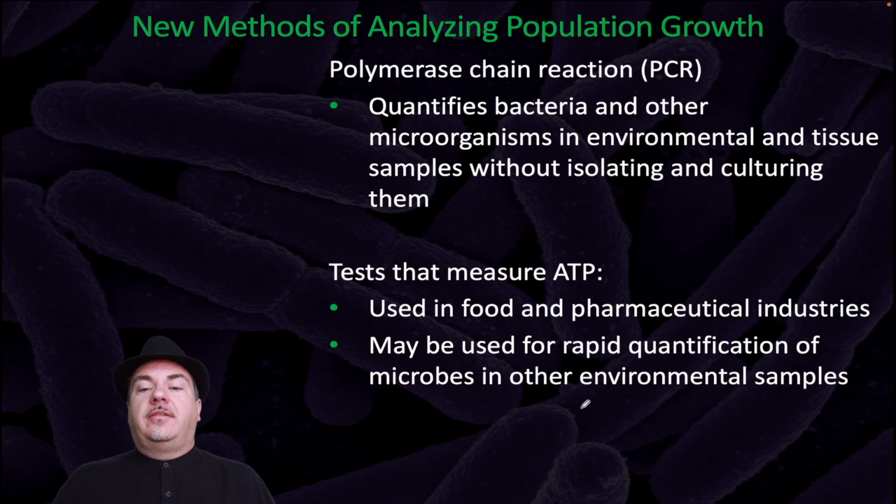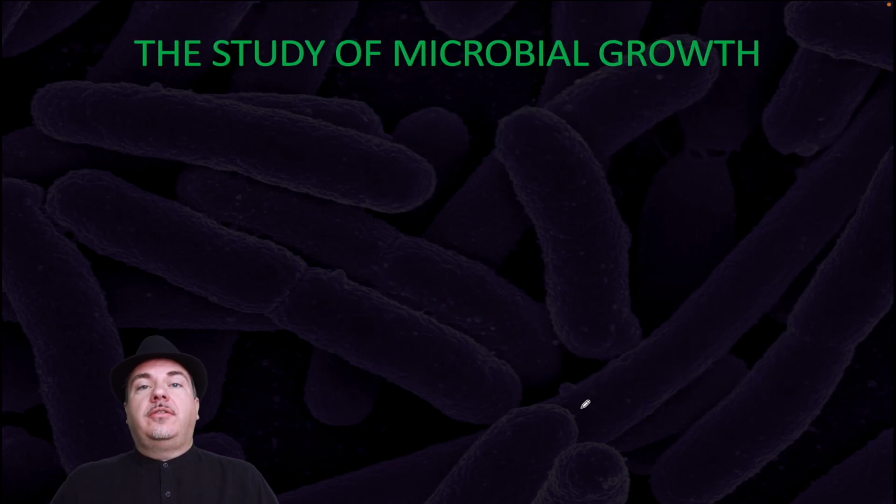Newer methods of analyzing population growth include polymerase chain reaction or PCR. It quantifies bacteria and other microorganisms in an environment and tissue samples without isolating and culturing them. Or you can use tests that measure ATP. This is used in food and pharmaceutical industries and may be used for rapid quantification of microbes and other environmental samples. Well, this concludes our discussion of how we study microbial growth.